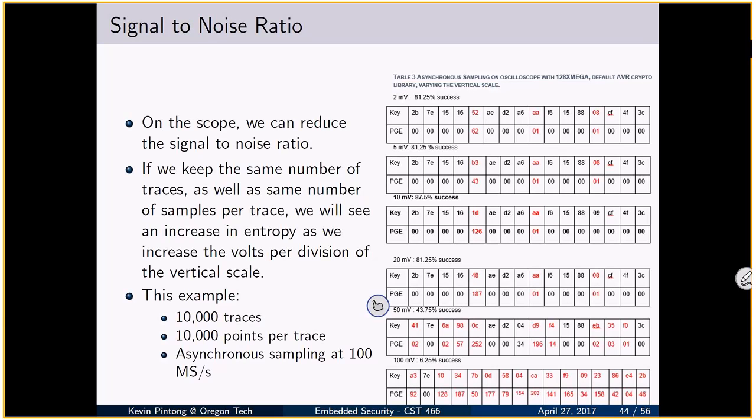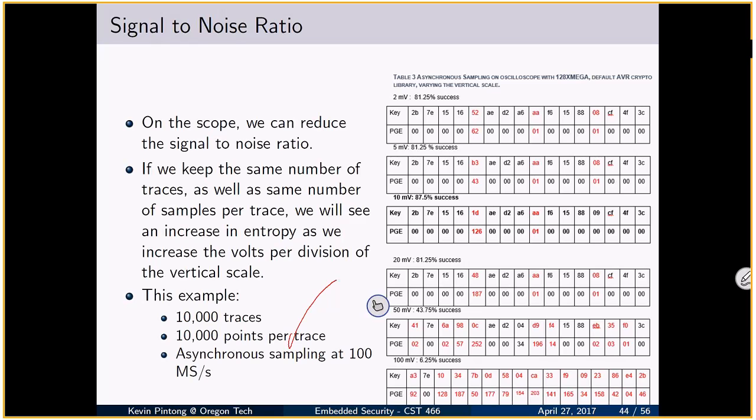So here's another example of that signal to noise ratio issue we're having. On the scope, we can reduce the signal to noise ratio. That is basically your vertical scale knob. If we keep the same number of traces as well as the same number of samples per trace, we'll see an increase in the entropy as we increase the volts per division of the vertical scale. In this example, we have 10,000 traces, 10,000 points per trace, asynchronous sampling at 100 megasamples per second.